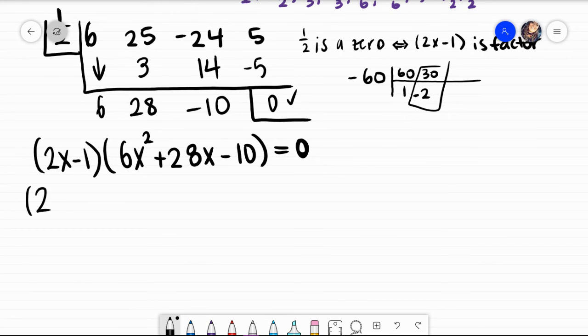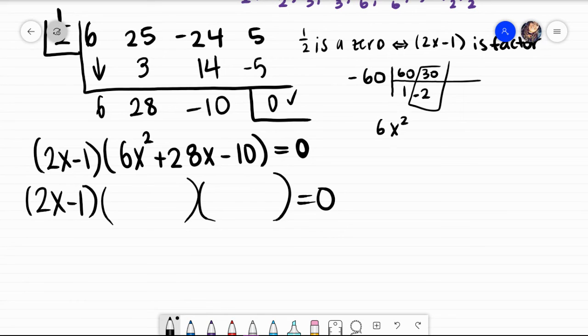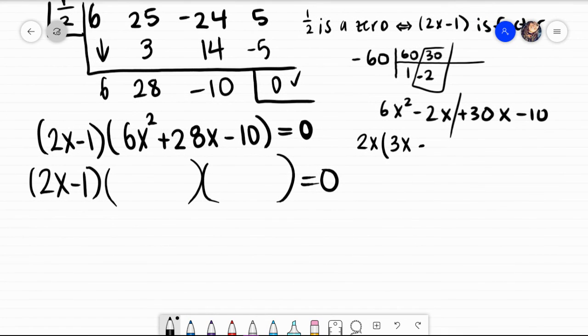And what I get is 2x minus 1. Let me see, that's a 6x. You know what? Instead of doing it this way, my answer is going to go here, y'all. I literally wrote my factors sideways so I could work over here. So let's work over here. I get 6x squared. That's a -2x. That's a positive 30x. That's a -10. Split: 2x, 3x. 6 divided by 2 is 3x. And then this would give me a -1.